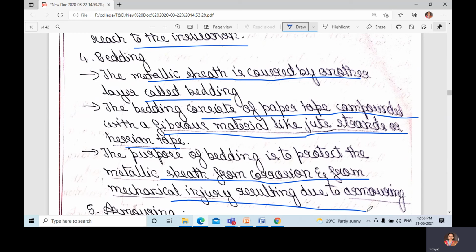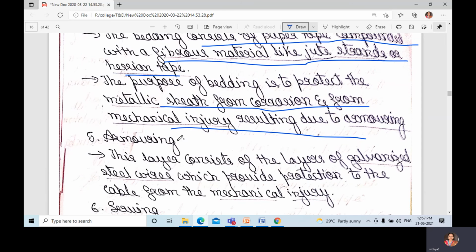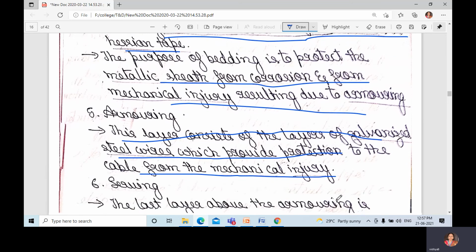The purpose of bedding is to protect from corrosion and from mechanical injury resulting due to armoring. One layer is provided to protect another layer. Next is the armoring. This layer consists of galvanized steel wires which provide protection to the cable from mechanical injury.